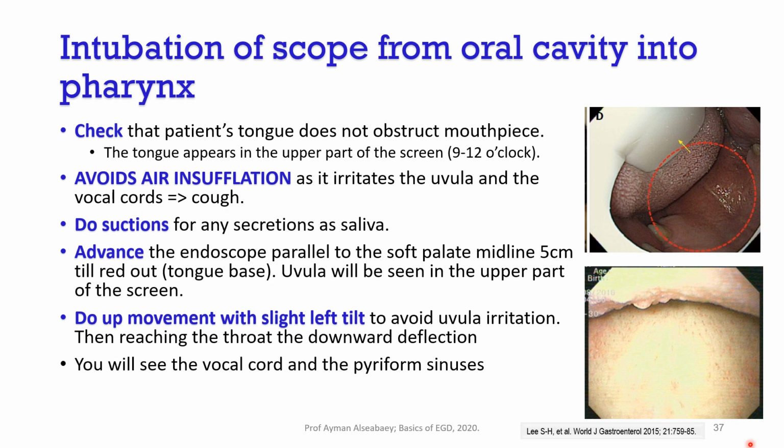Push the endoscope till you see the uvula, then go down, move the wheel away, and with gentle pressure you will be in the esophagus. Actually, this blind approach is not preferred because you may miss a lot of pathology in the throat.